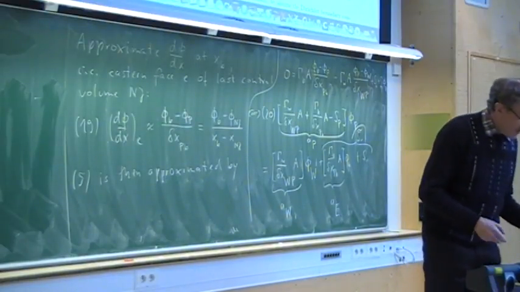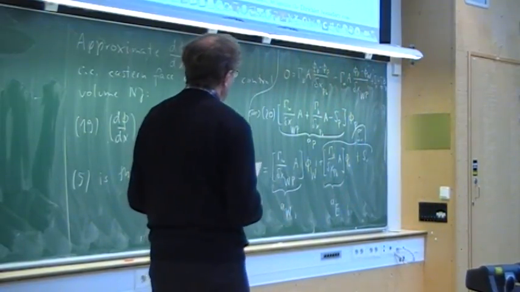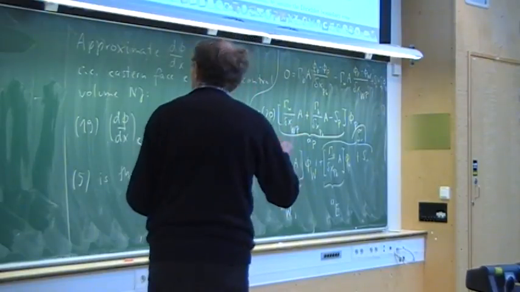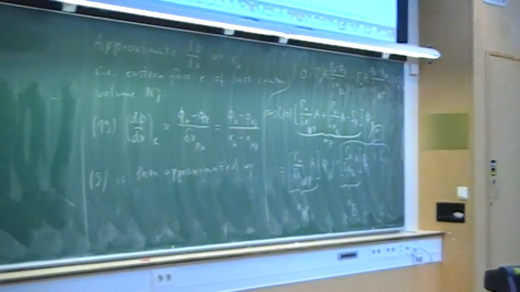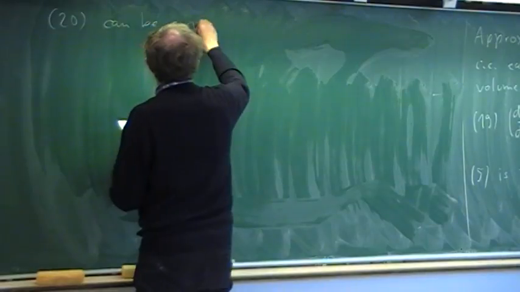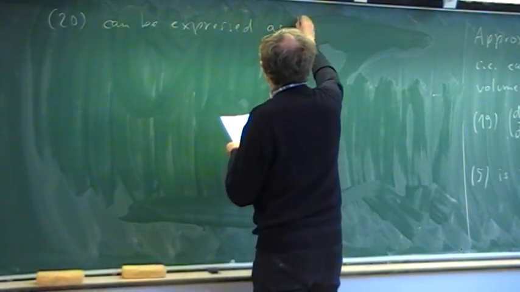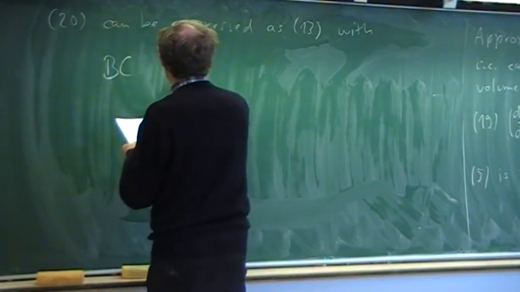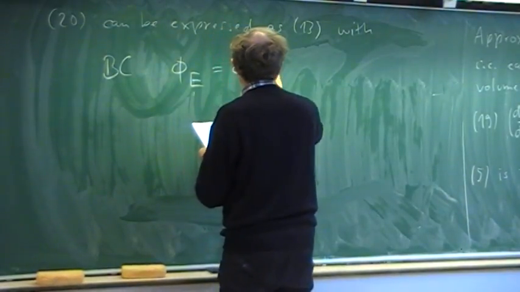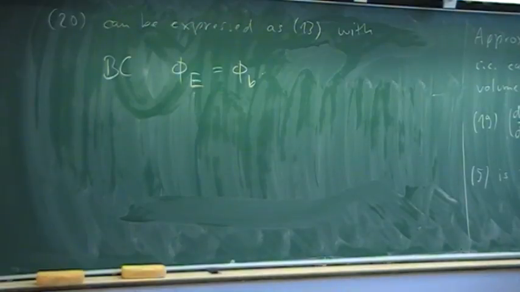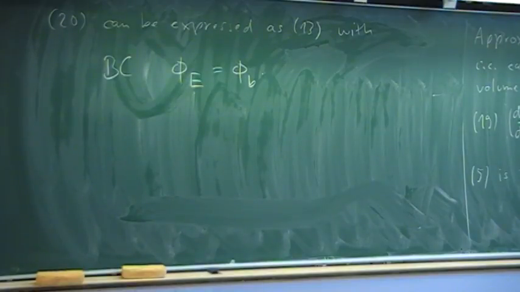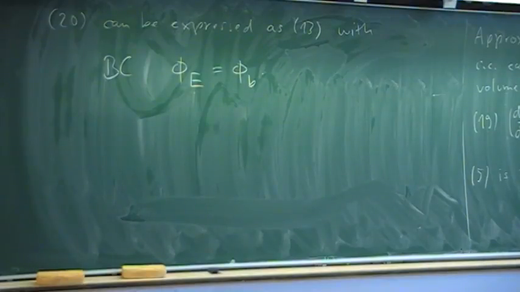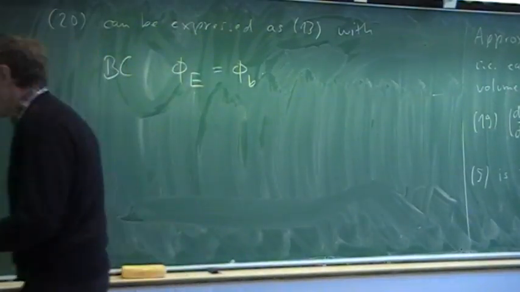So then we can also express this, as I said, in the general form when we introduce for the phi b the unknown phi e. So that is the 20. Can be expressed in the general form for interior cells if we then introduce an additional equation by the boundary condition phi E equals phi B. So then we have all the equations that we need, and then we can just put together the equations from the interior and the equations from the boundaries that we just derived. So that we can do, just a little bit more space.